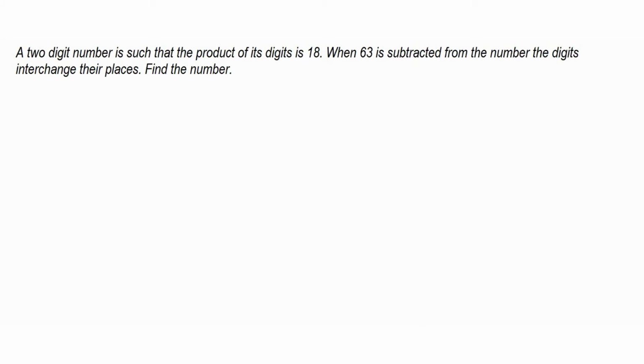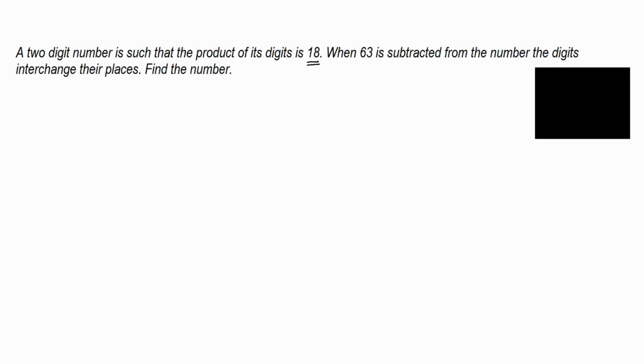A two-digit number is such that the product of its digits is 18. Okay. So again, using my common sense, what are my options? How will I get the product of digits as 18? The digits could either be 2 and 9. So the number could be 29 or 92. Or to get 18, it could also be 63 or 36.